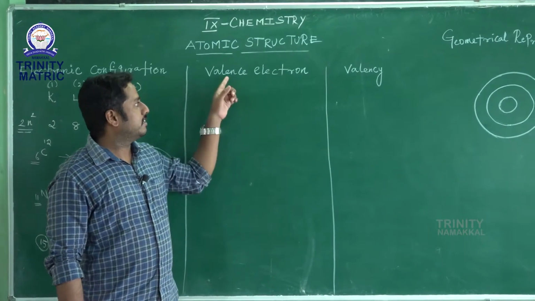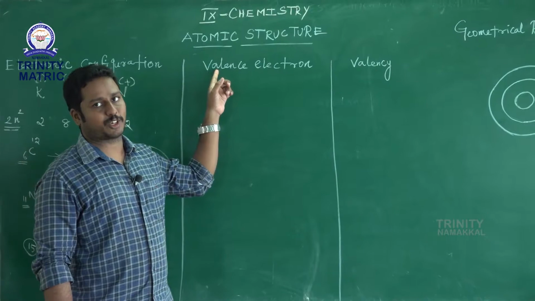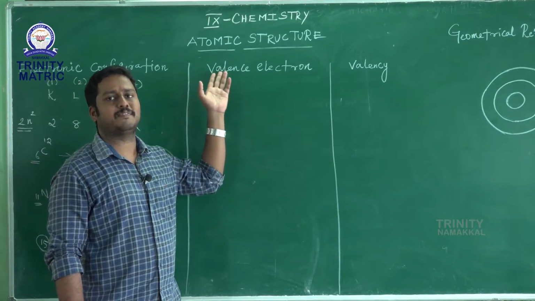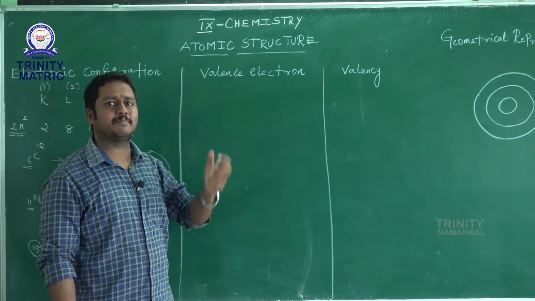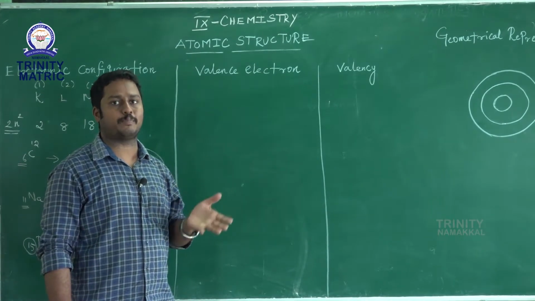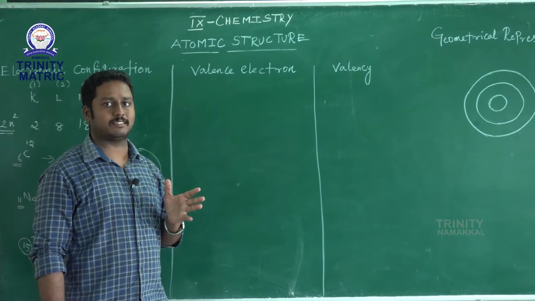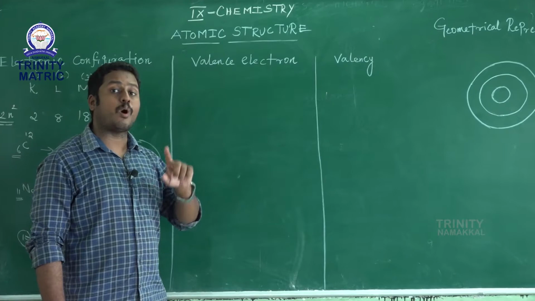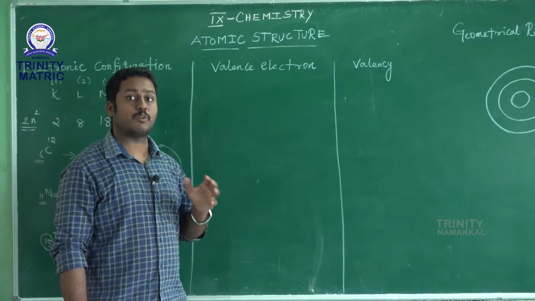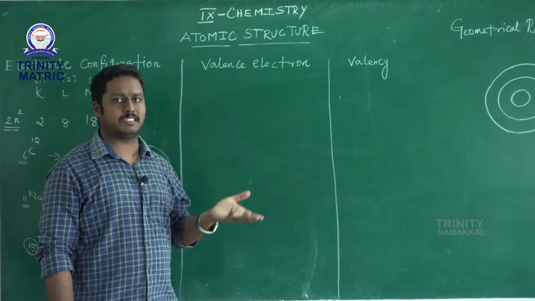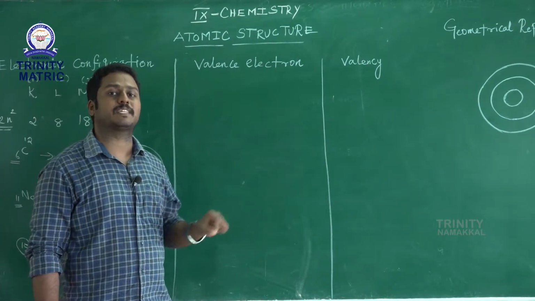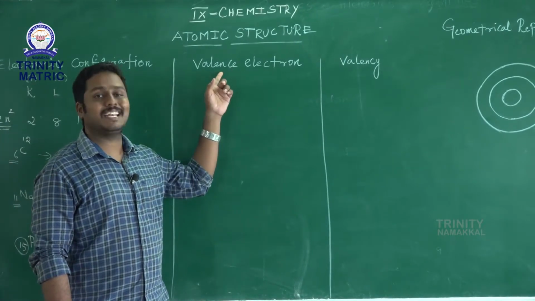Okay students, next we have to see the valence electron. If you can write the electronic configuration easily, you can easily find out the valence electrons. What is meant by valence electrons? Before that, valence shell: you know that a shell is an orbit, a path of the electron. Valence shell means the outermost shell from the nucleus, the last shell from the nucleus. The number of electrons present in the valence shell is called valence electrons.